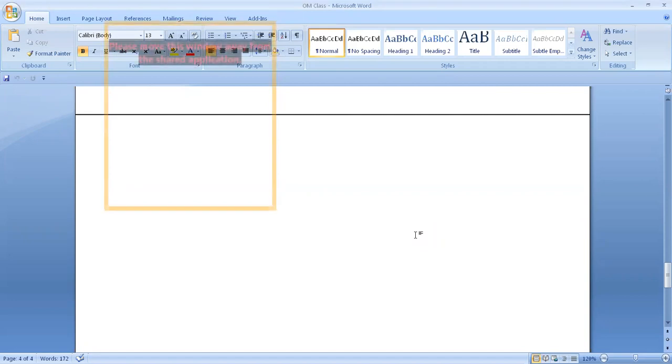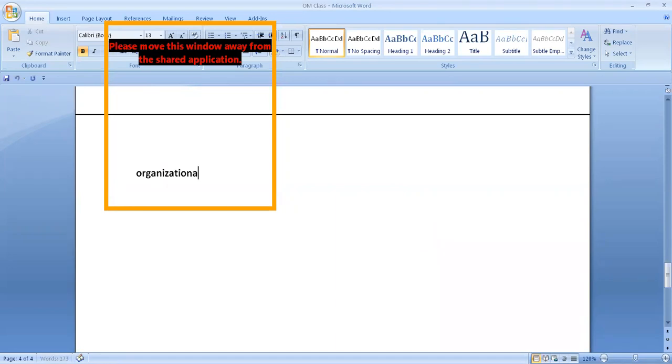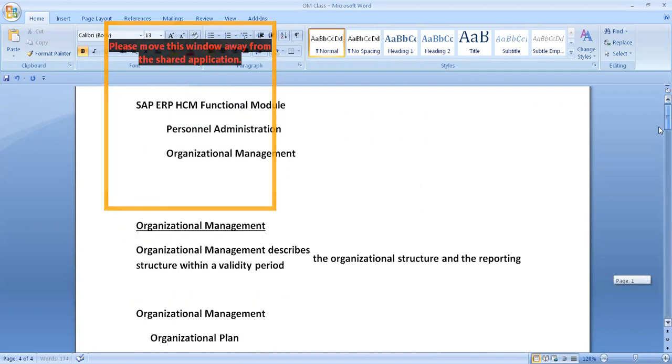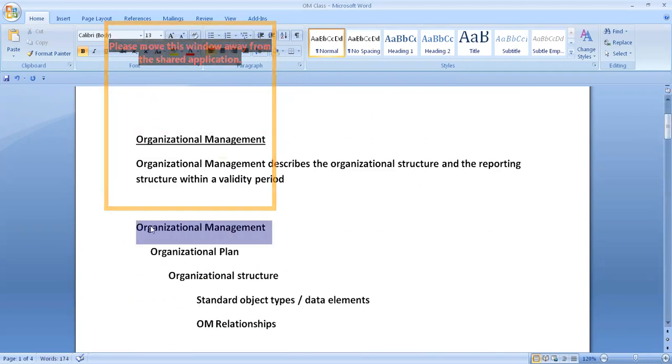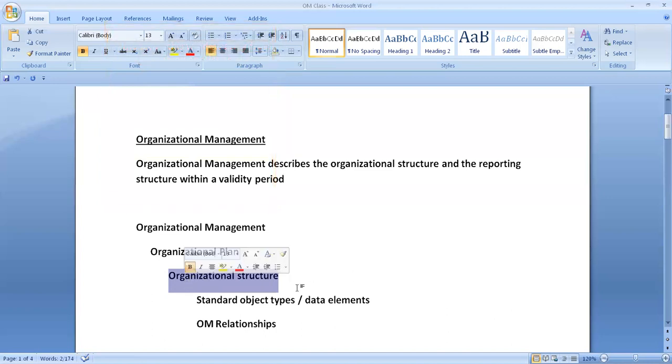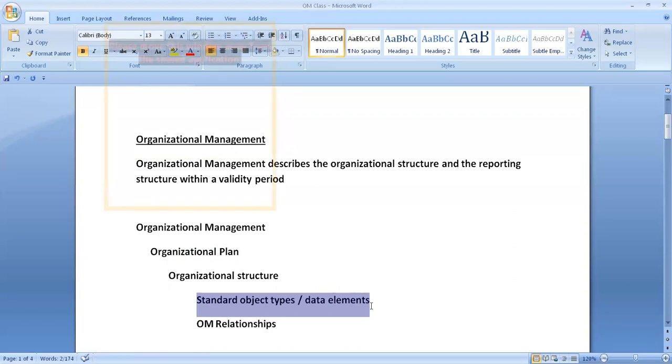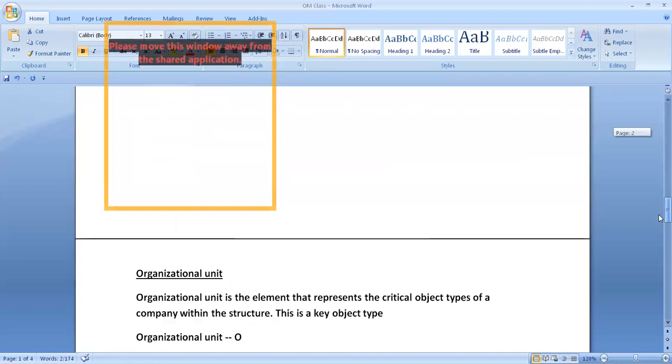So the objects that we have discussed, and we are maintaining some tree structure as an organizational structure. That's what we discussed: organizational management is mostly about the organizational structure. For that, we require standard object types or data elements and OM relationships, so you can maintain the structure.